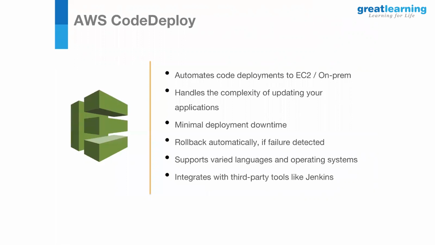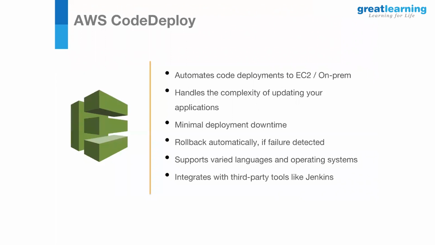And AWS CodeDeploy makes it easier for you to rapidly release new features. It helps you avoid downtime during deployment and handles the complexity of updating your applications. That's basically, once the automated deployment is configured and tested, the complexity of updating the applications is completely off your shoulders. It's only the initial time needed to configure it, test it, and keep it aside.